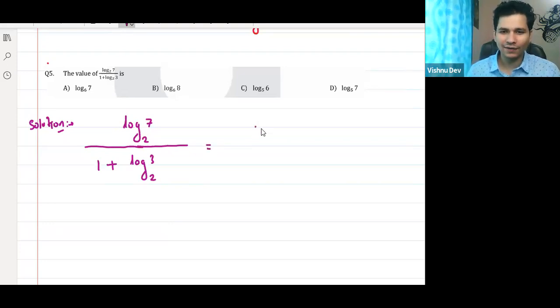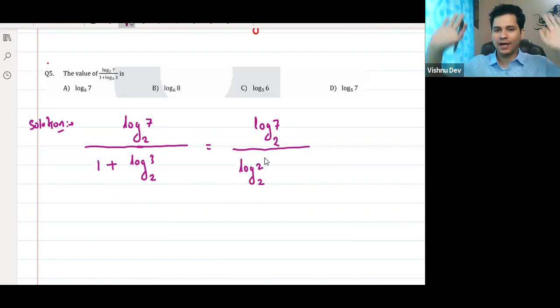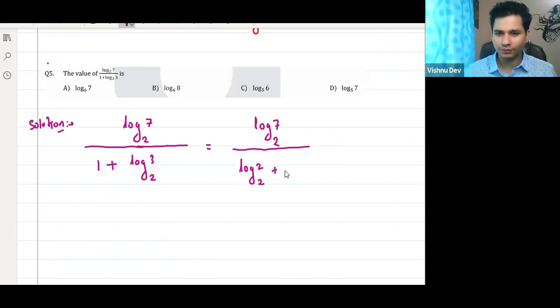So I can write like this, sir. Let the numerator be as it is, and 1 can be written as log 2 base 2. Yes or no? Right? Very good. Sir, how, sir?